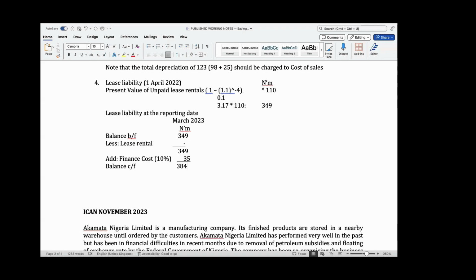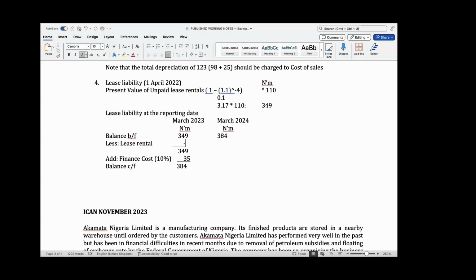Okay. Now we can't stop here because for lease liability, you will need to separate that lease liability into current and non-current. Because this 384, which is the liability at the end of the year, there's a portion of it that will be paid next year, and we can project that, we can model that here. So just to ensure that you would be able to separate it into current and non-current, you have to then do the second year as well.